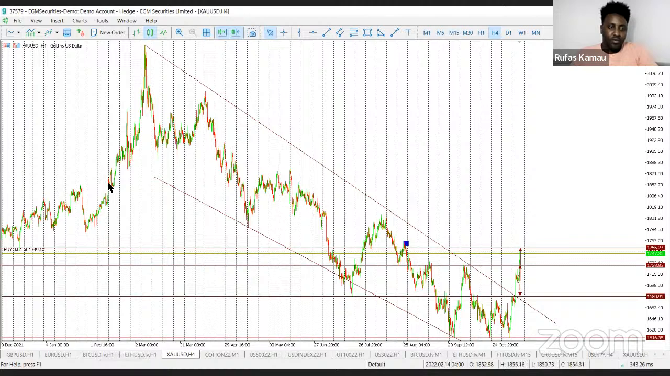So you can see in February, gold was very strong, but when the Fed started hiking interest rates, the general path has been downwards. So now that investors are betting that the Fed will start slowing down, that's why we are seeing a very strong bull run in gold.